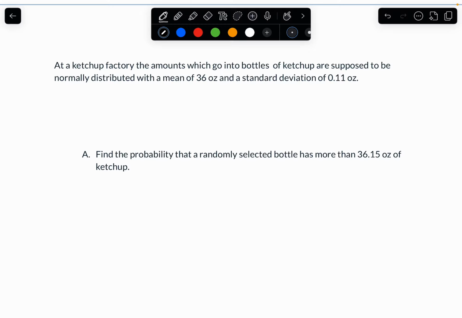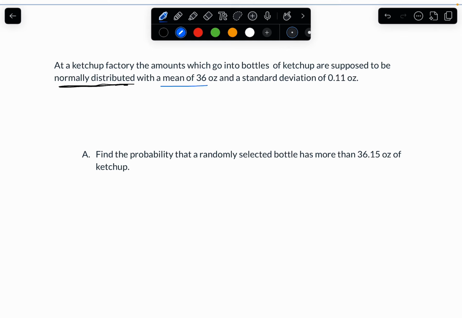We've got a ketchup factory where the amounts that go into the bottles are supposed to be normally distributed. So first of all, you're going to want to be on the lookout for that term. Normally distributed, that tells me I'm going to be using z-scores. I'm going to be using my z-tables.